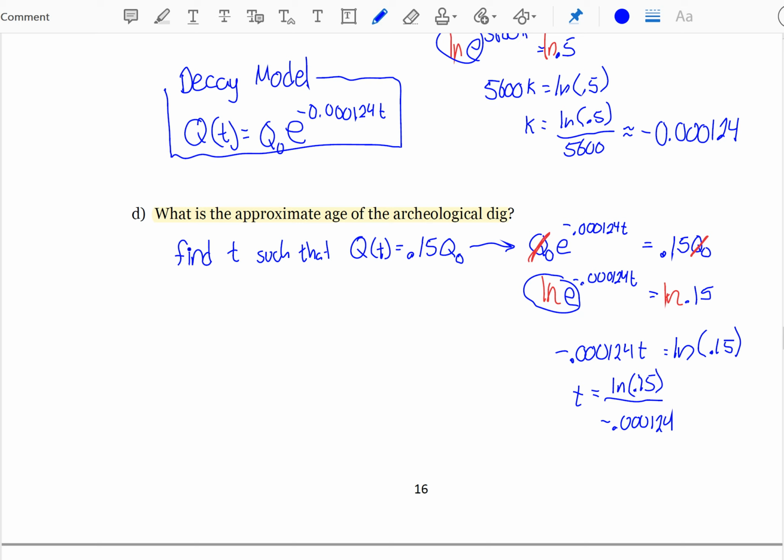Now, if you grab your calculator to confirm this, I believe natural log of 0.15 divided by negative 0.000124 should come out to be approximately 15,299 years. That would be the age of this charcoal.